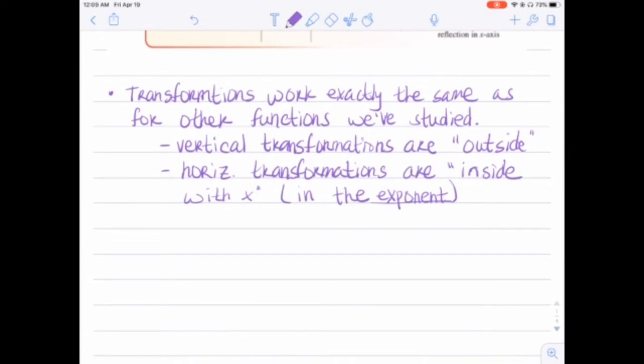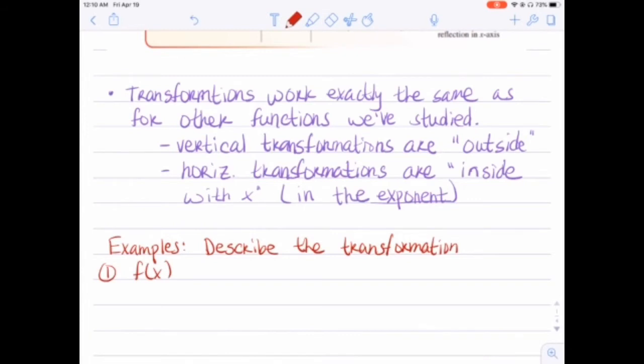Let's go ahead and take a look at a couple of specific examples. So in these examples, what we want to do is describe the transformation. All right, so we're going to describe the transformation. This first example, we're starting with f of x is equal to 1/2 to the x power. And our g of x, our transformed function, is negative 1/2 to the x power and then minus 4.